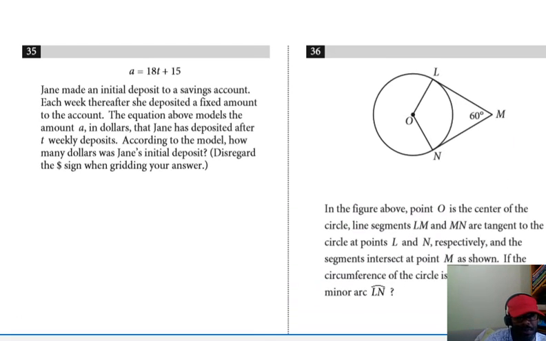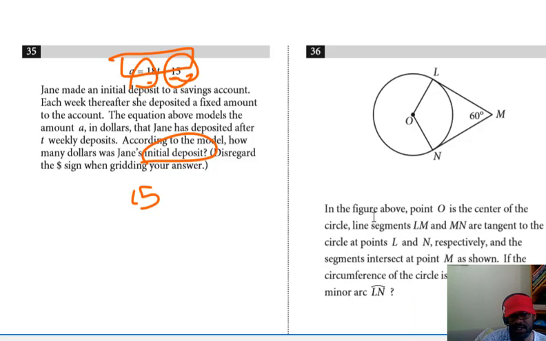Jane made an initial deposit to a savings account. Each week thereafter she deposits a fixed amount to the account. The question is about modeling the amount. So probably you will be asked about either 18 or 15. 15 is the initial amount, 18 is the rate of change. So what's the question according to them? How many dollars was Jane's initial deposit, which is obviously 15.